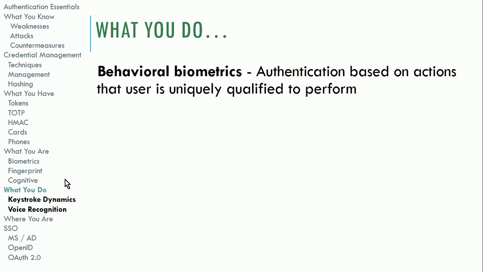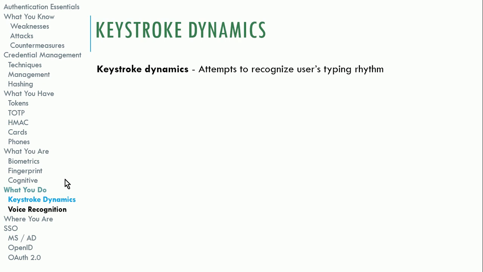Next, we have what you do. And so this is behavioral biometrics, which looks at how you do things. How you type or how you speak are good examples. So keystroke dynamics and voice recognition. Keystroke dynamics is when you're looking at how the user actually types. What's the rhythm?